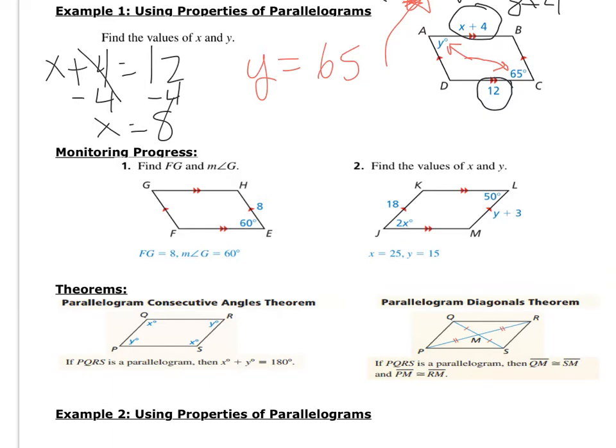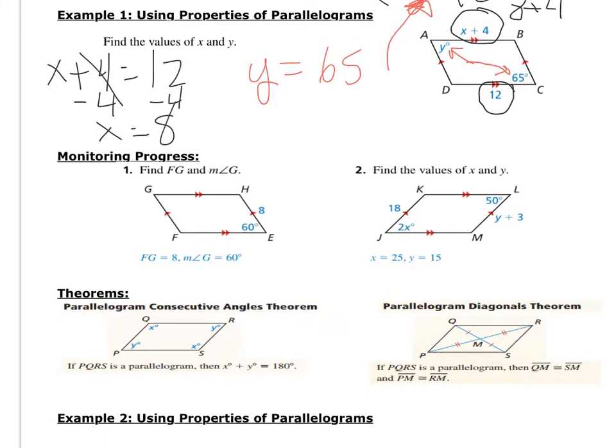For instance, FG. FG is this side right here. Well, they don't give us anything, but since this is a parallelogram, isn't it congruent to its opposite side? So isn't GF equal to HE? And since HE equals 8, what does FG equal? It equals 8. And then they want us to find angle G.